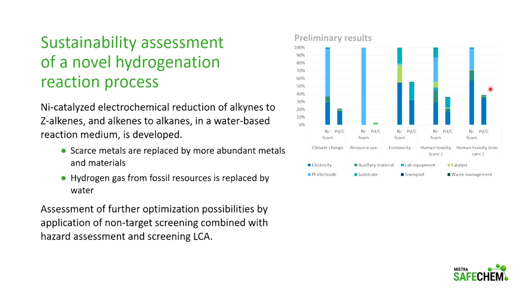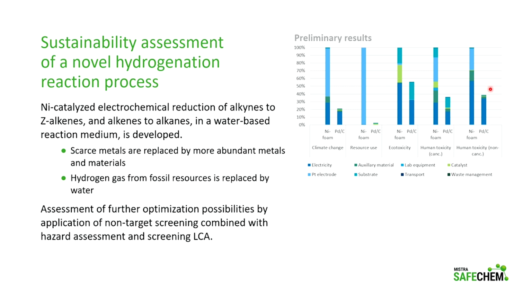Another example is the study that was presented by Belén Martín Matute, the sustainability assessment of a novel hydrogenation reaction process. Here you see some preliminary results. We also covered the 16 impact categories from the environmental footprint method, as Anna-Karin just showed. And herein we have 5 of them extracted in an illustration. In this study, we have a nickel-catalyzed electrochemical reduction of alkynes to Z-alkenes and alkenes to alkanes in a water-based reaction medium. We have scarce metals replaced by more abundant metals and materials, and we have hydrogen gas from fossil resources replaced by water.